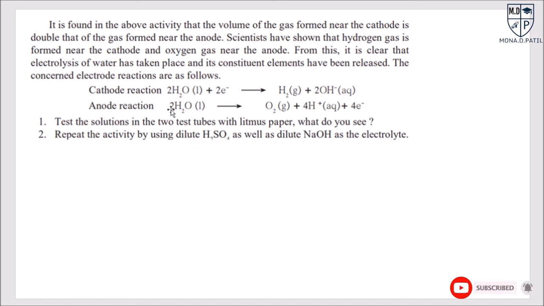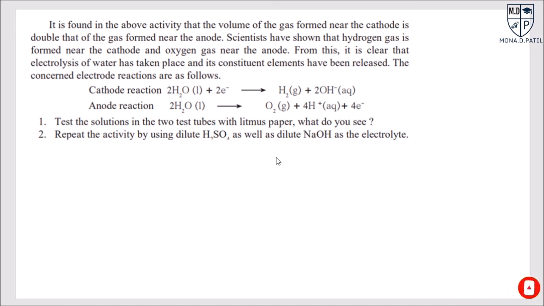First, the cathode reaction. Here on cathode reaction, two molecules of water accept two electrons and form hydrogen gas, and 2 OH minus in aqueous solution. Anode reaction, 2 H2O in liquid state gives oxygen gas plus 4 H plus in aqueous solution and 4 electrons are released.